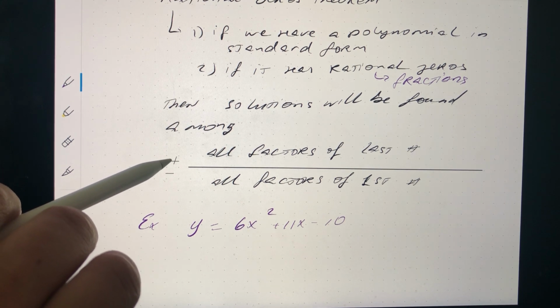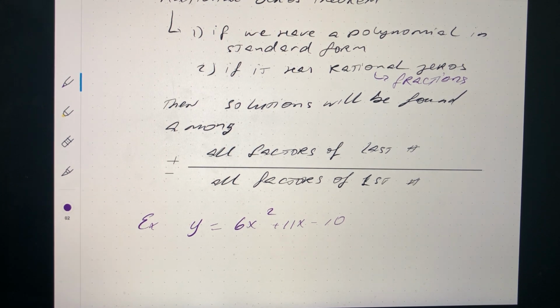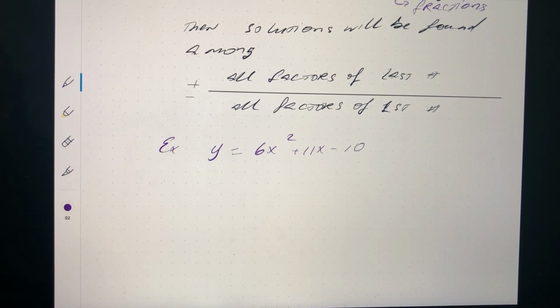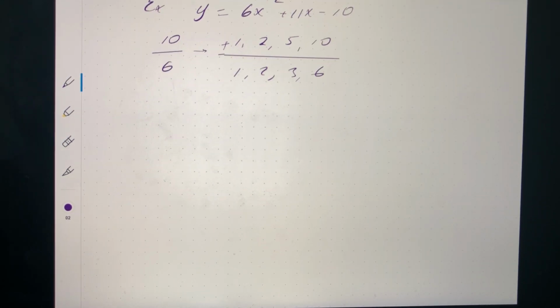So they will be found among the list given by this formula. What kind of list is it? The last number is 10 and the first number is 6. All the factors of 10 are 1, 2, 5, and 10. All the factors of 6 are 1, 2, 3, and 6, plus or minus. So these are all the possibilities. Now we write each one, and if there are any repeats, we don't have to write them twice, but each possibility has to be listed.